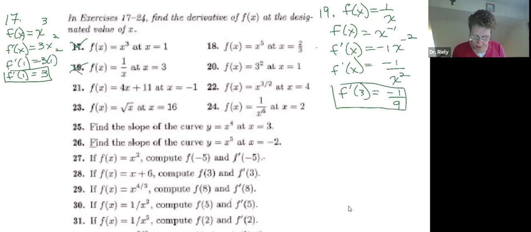2 down. Okay, so 21, you're going to take that derivative. I'm going to change color to give you a little contrast. So here's 21. If f of x equals 4x plus 11, then f prime of x will equal 4. Now, does it matter whether I'm at negative 1, negative 2, negative 3, or negative 4? No, it does not matter. So regardless of what value I plug in for my x, I always have 4.